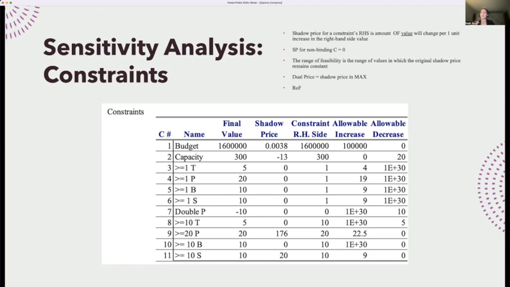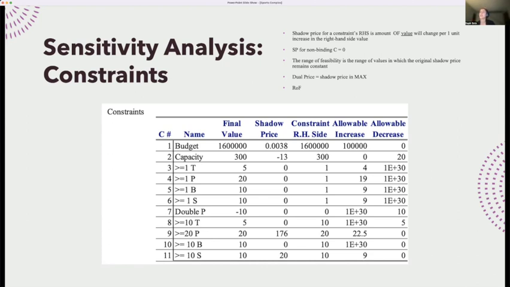So for example, on that first row, we have the budget, and we constrain the budget. The constraint for the budget was 1.6 million, and the model came up with a final value of 1.6 million. So it's using up all of that constraint. And if we look at the capacity, for example, it's also using all of that 300 capacity that we enabled it to use.